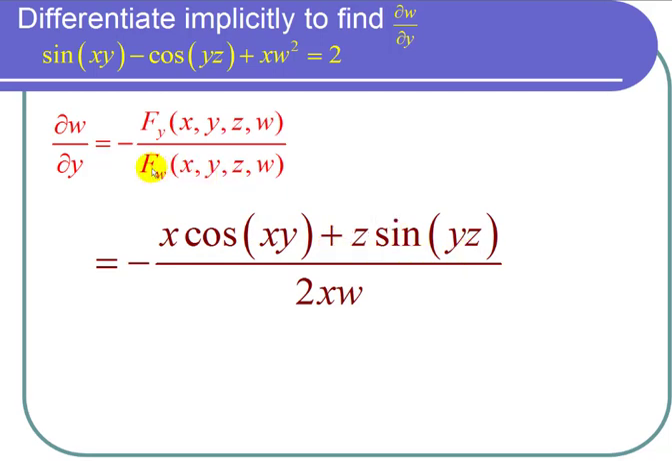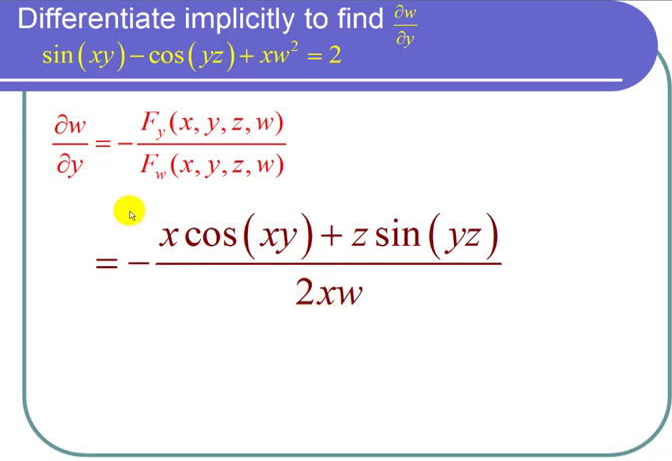And then the derivative of f with respect to w, the first two terms don't have w's in them, so that derivative is just 0. And the partial derivative with respect to w for xw squared, x is a constant, derivative of w squared is 2w, so I get 2xw.